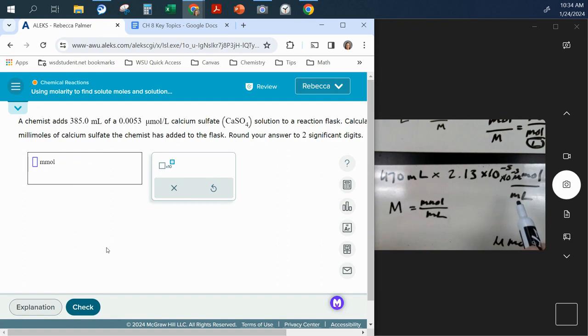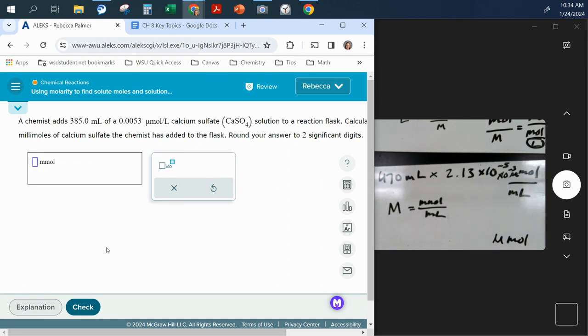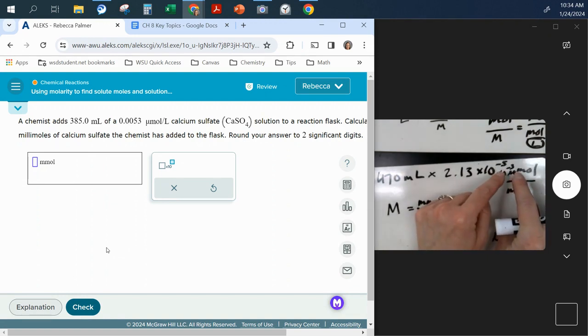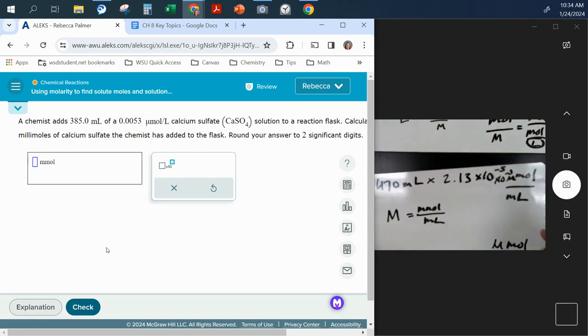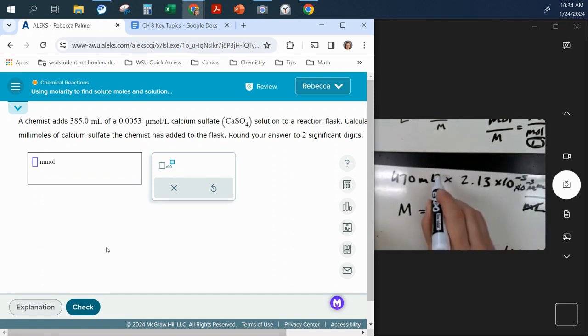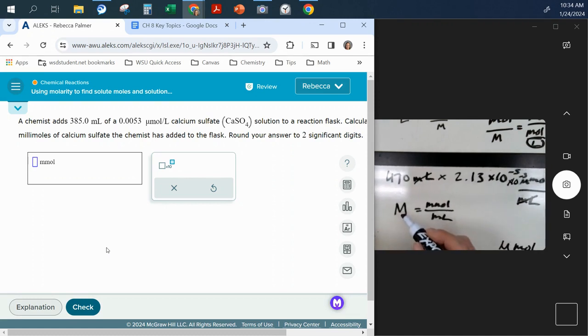Yeah, so I would just do, if we multiply those together, times it by 10 to negative 3. So you'll do 2.13 times 10 to the minus 5 times 10 to the minus 3, or if we add those exponents, it's times 10 to the minus 8. And then our milliliters cancels out, and we'll get micromole, and that's what they're asking for.